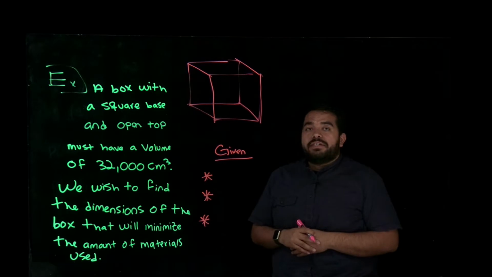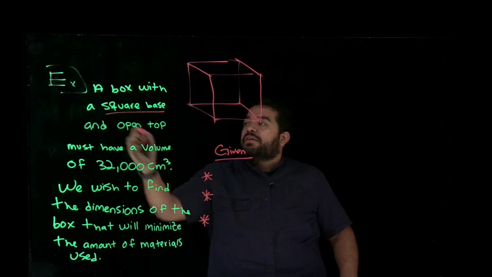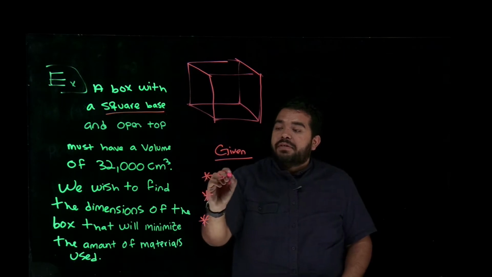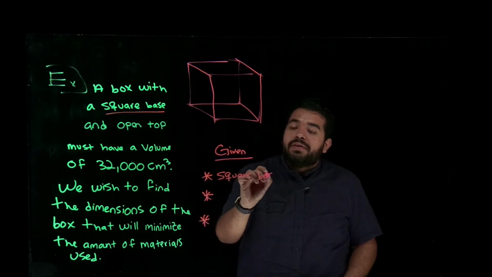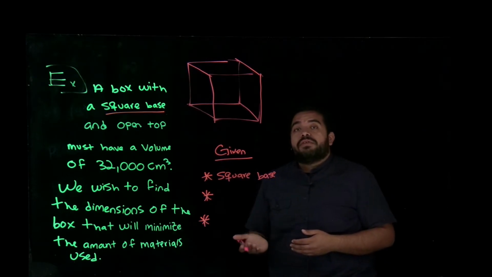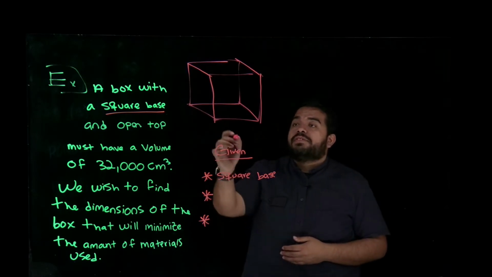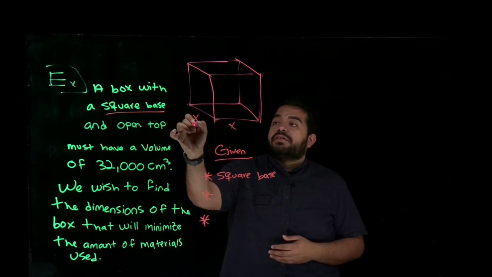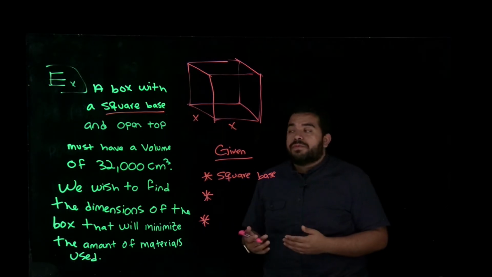And the first thing that I see here that can be helpful for us is going to be that we need to have a square base. So because we have a square base, we expect the length and the width of the base of the bottom part of this box to be the same. So for that reason, I'm going to go ahead and represent the base of this here as x's. They have to be the same. We have a square base.